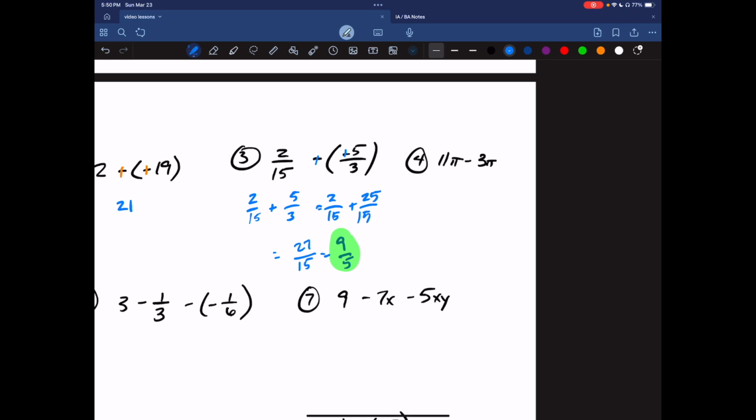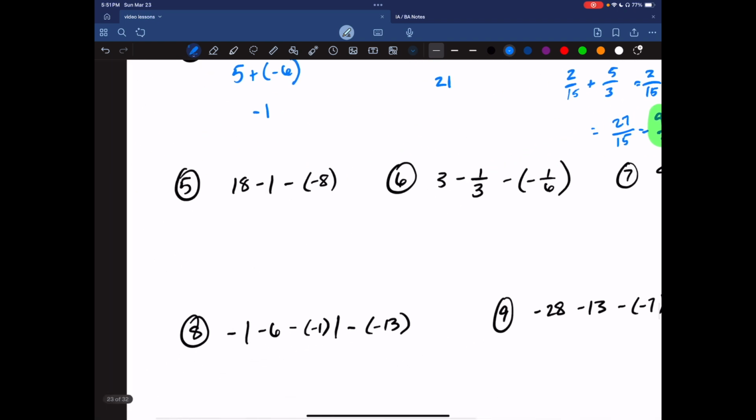Number 4 is a subtraction problem, which is why it goes here. But it's more like adding or subtracting like terms, combining like terms, if you will. Right? You treat that pi like it's an x or a y or something like that. How many x's do I have? How many 11 pi's do I have? 11 minus 3. That's going to be 8 pi.